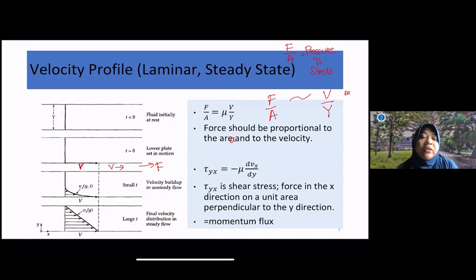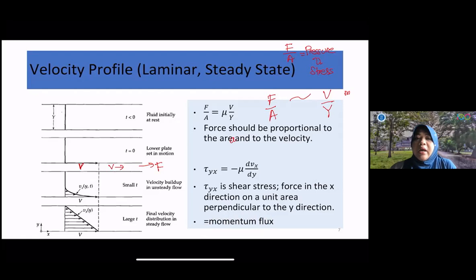And the shear stress is called momentum flux. Yeah, so the flux is actually the momentum divided by area, and also divided by the time. So momentum per area per time is called momentum flux.